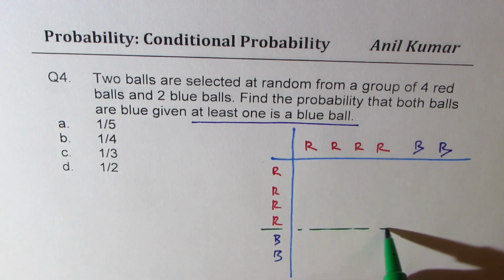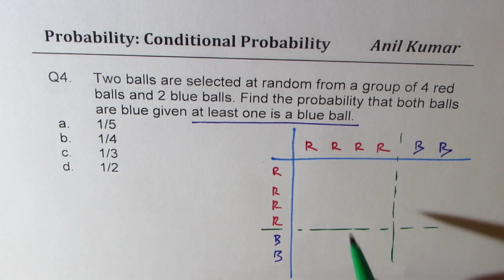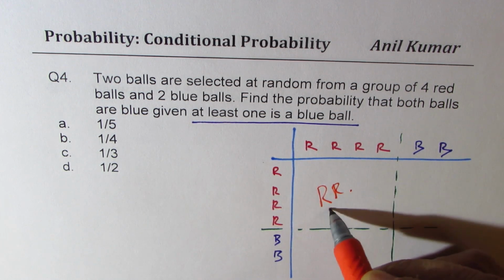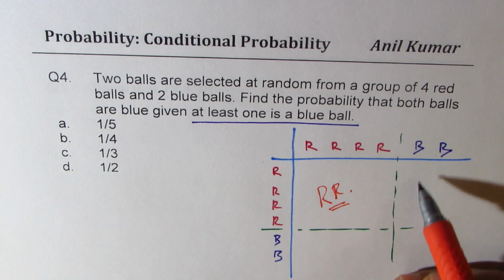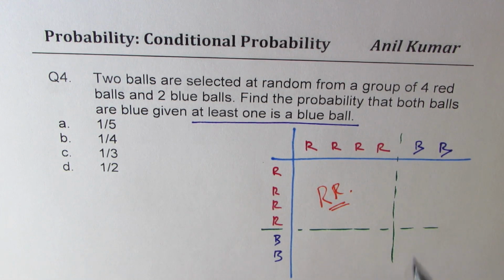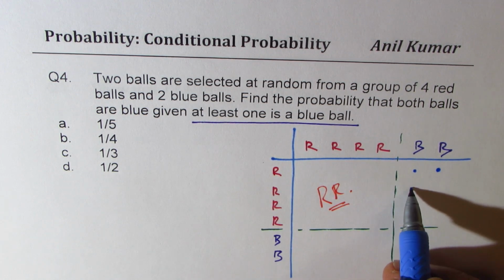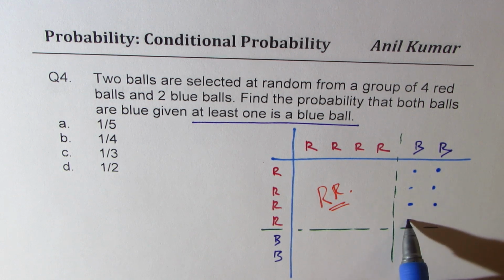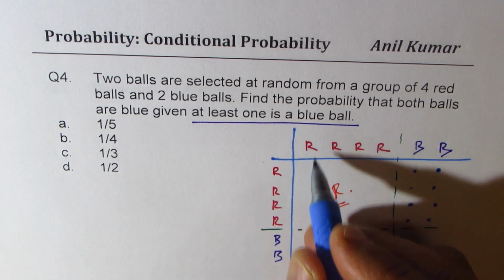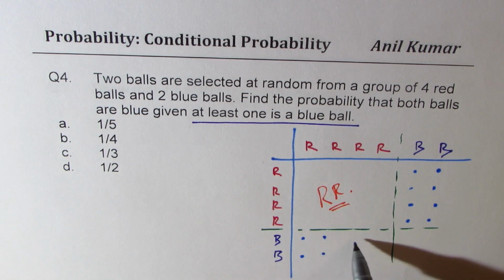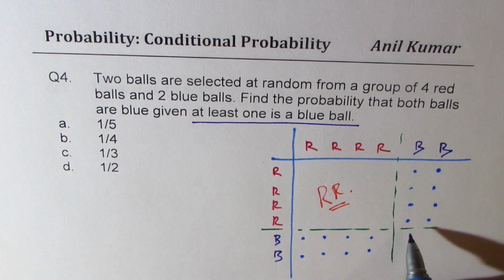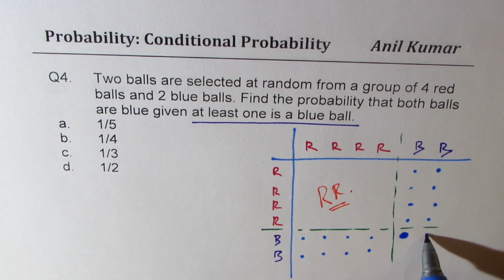So if you go for the combinations, then here we have all reds, right? So these are all reds, correct? We will get blue and red in this combination, right? So here we get blue-red. Here also we get blue-red. But these combinations are both side blues, right? I hope you understand what I'm trying to say here.